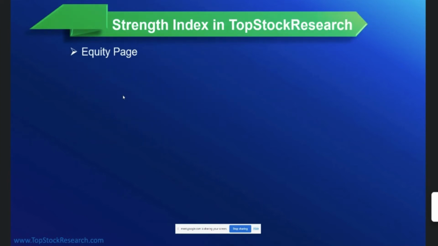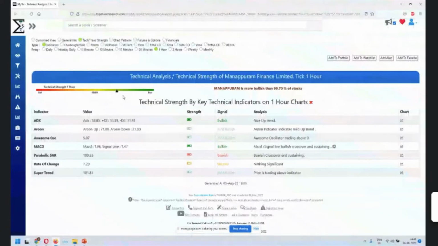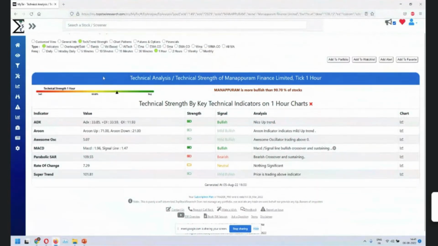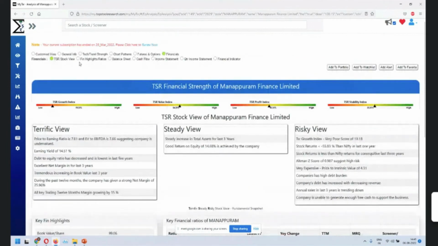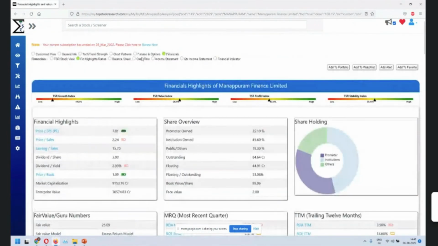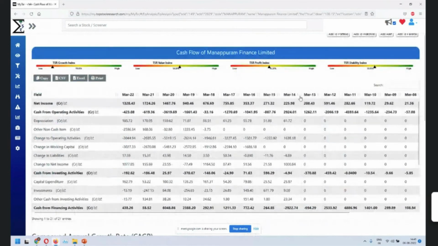All right. So where do you find the strength index? On the equity page. We have seen that equity page a short while back, but in the interest of everybody, let's go through it again. In the equity page, we have two views. You can directly go into a stock. In stock, we have two views: one is a customized view, and the second is a view which is common to all. If you're looking at technical, go to technical, go to any tick of your choice, and you'll have it. If you're looking at financials, you go into any of the financial pages, and you will have that view.